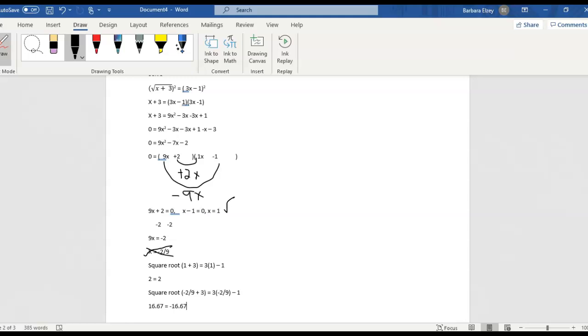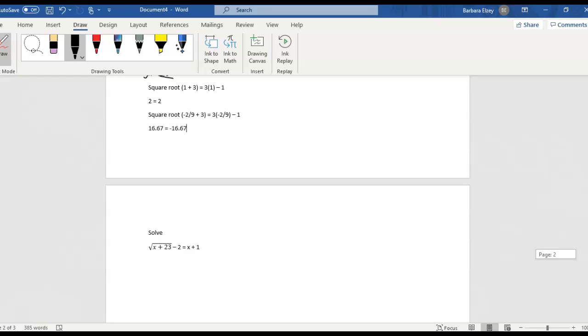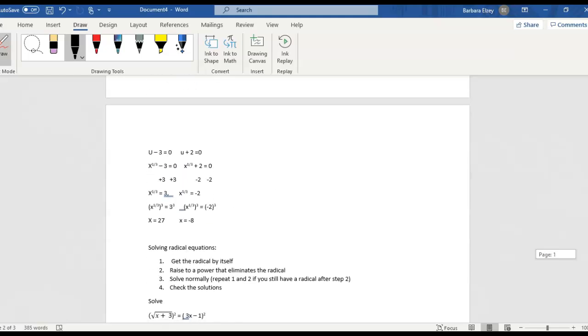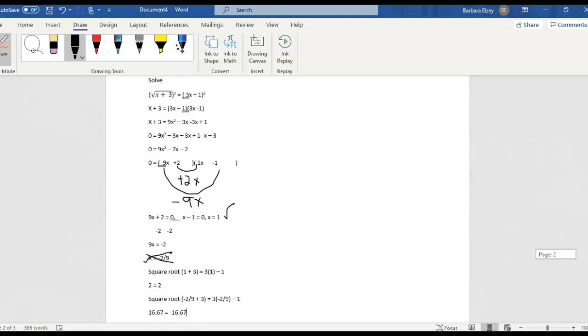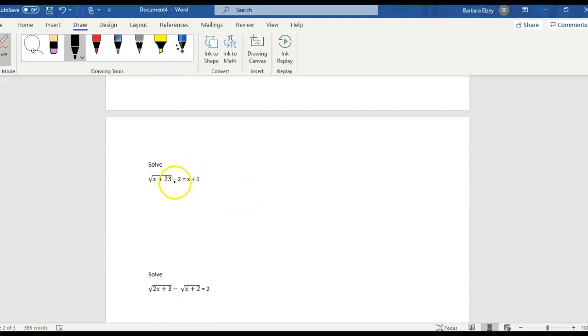All right, so let's look at a second one. And the second one is very similar to the first one, except we want to do our first step. I want you to notice our first step up here was to get the radical by itself. And it's very important. If you don't get the radical by itself, you're going to make some big mistakes. So notice this minus 2 that's not under the radical. It's not part of the radical. We need to move this minus 2 over to the right side first. All right, so I'm going to do that.